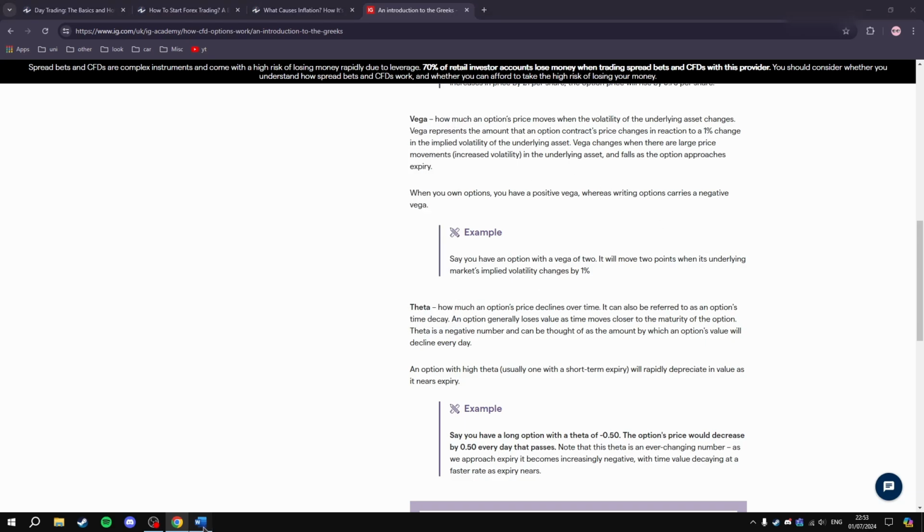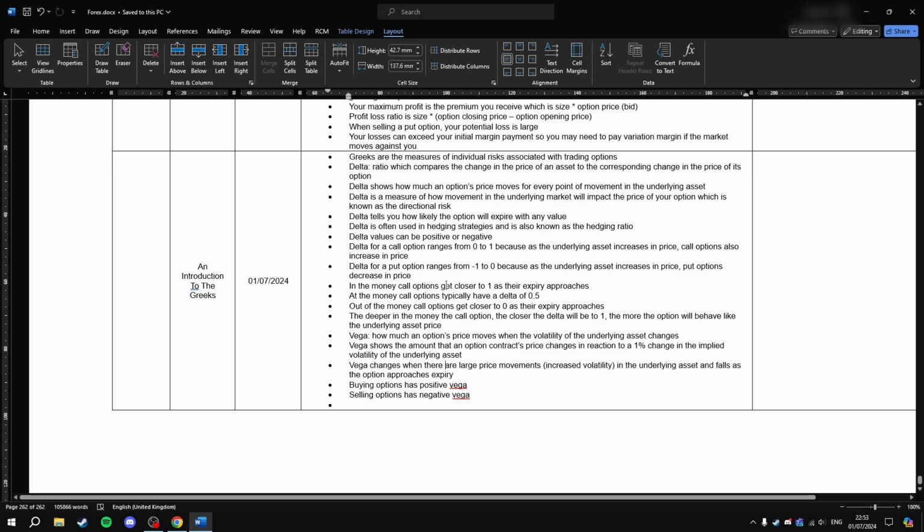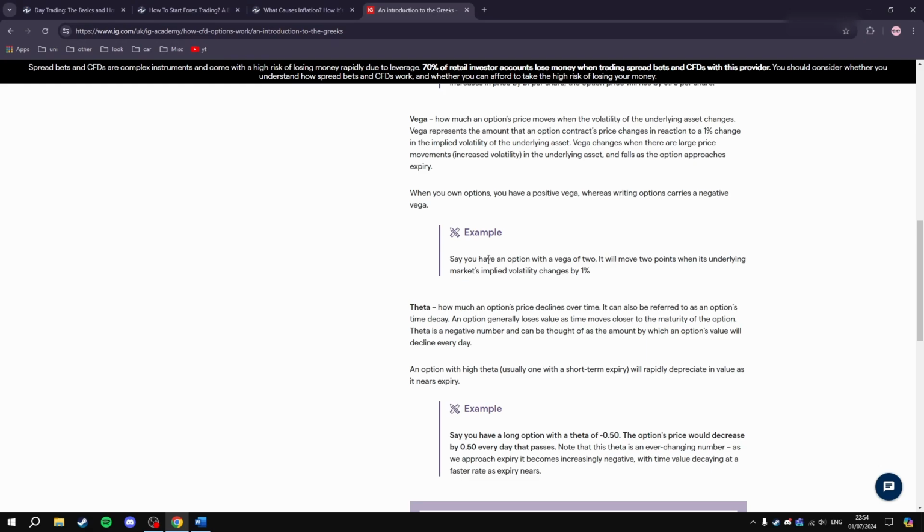Why do you carry a negative Vega when selling options? When you buy options, you're hoping for volatility, so that there's a higher chance of you reaching in the money. And then Vega falls as the option approaches expiry, because the less time the option has, the less likely it is to reach that strike price. Okay, yeah, I guess. Say for an option with a Vega of 2, it will move 2 points when its underlying market's implied volatility changes by 1%.